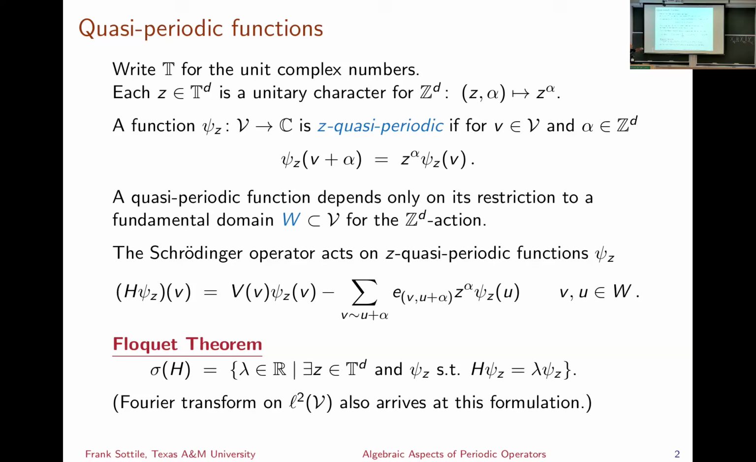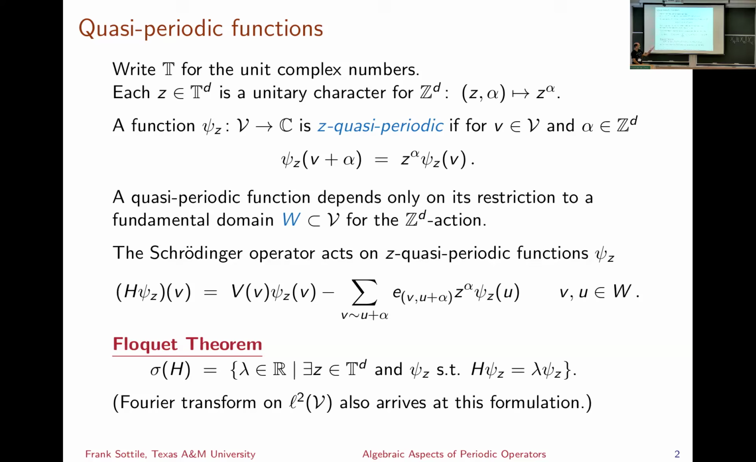It's said to be z-quasi-periodic if for all vertices and every element alpha of the action, the integers to the d, if you translate the function by alpha, you simply pay the price of multiplying by z to the alpha. And now such a function depends only on its restriction to a fundamental domain of the action, because you can extend it via this equation.